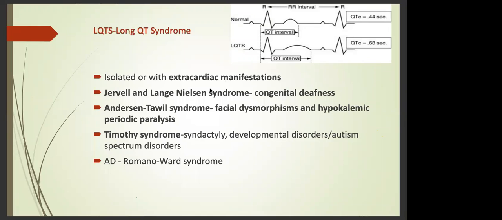Why is it so? Because there are various problems like extracardiac manifestations, like the Jervell and Lange-Nielsen syndrome as well, which can be associated with congenital deafness. And then there is also the Andersen-Tawil syndrome. If you will remember, these are the patients associated with hypokalemic periodic paralysis, and on an overall basis, one may also notice facial dysmorphism, in fact. Someone may also have Timothy syndrome, in which one can notice syndactyly or developmental disorders or even autism as well.